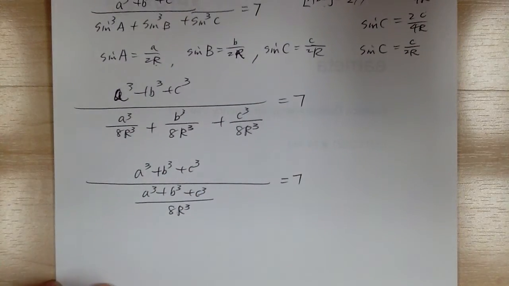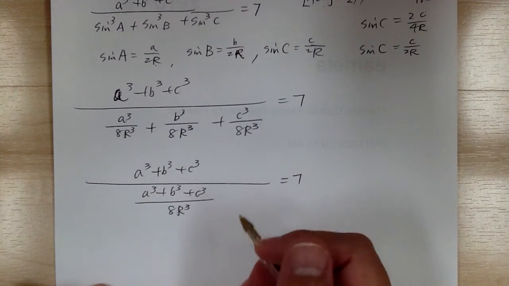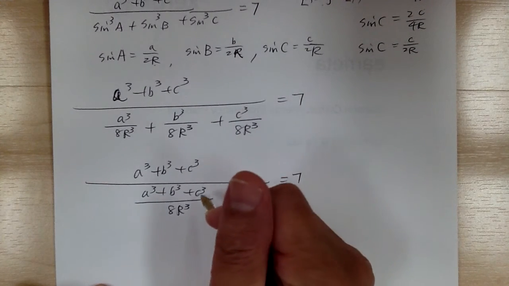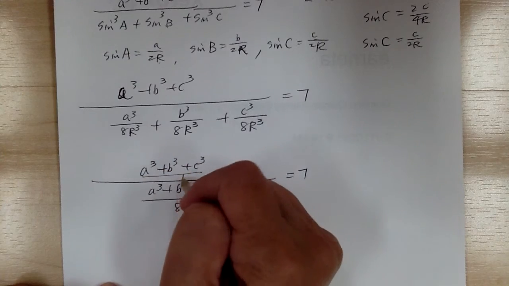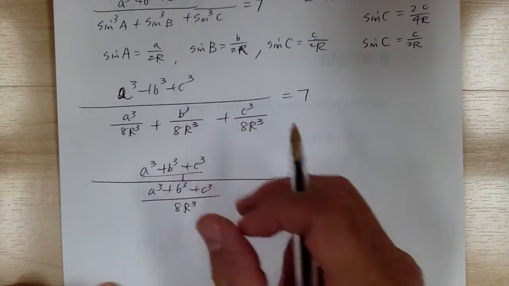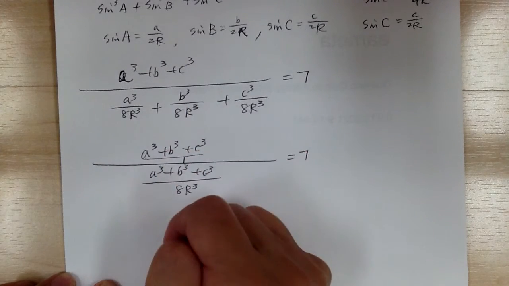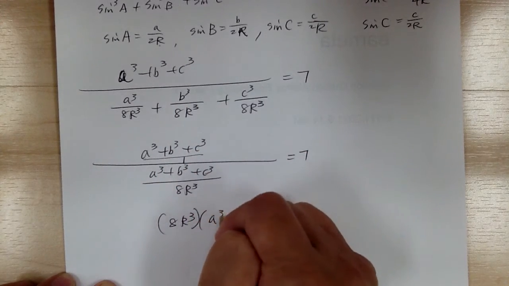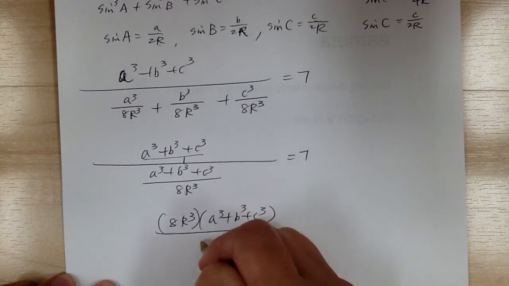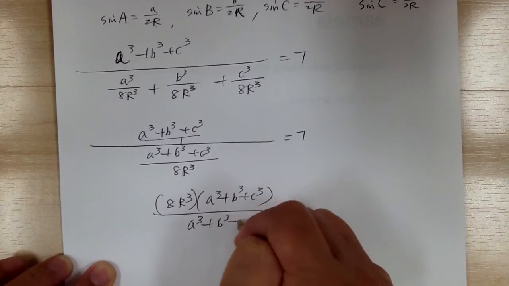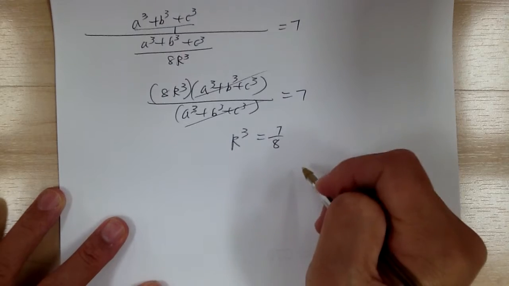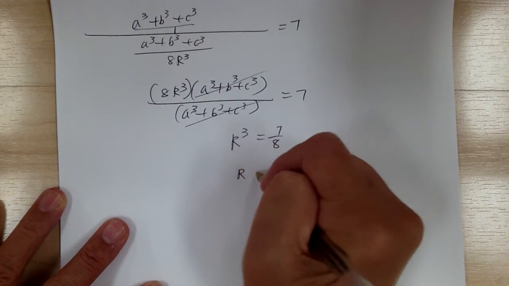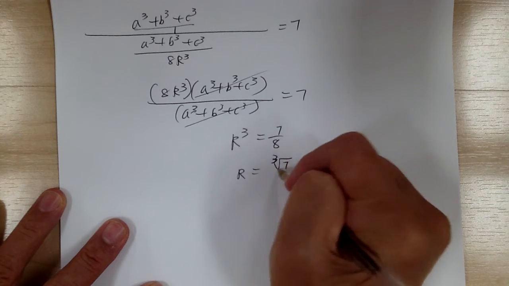Then you can multiply by the common denominator to simplify the complex fraction. Put this over 1 and use outer over inner, and this will cancel out. So you get 8R cube times (a cube plus b cube plus c cube) over (a cube plus b cube plus c cube) equal to 7, and this cancels out. In other words, R cube equals 7 over 8, and you take the cube root, so R equals cube root of 7 over 2.